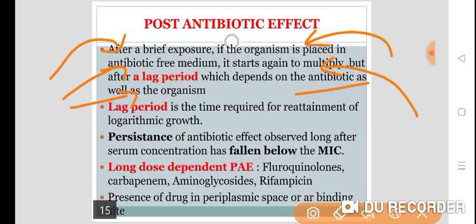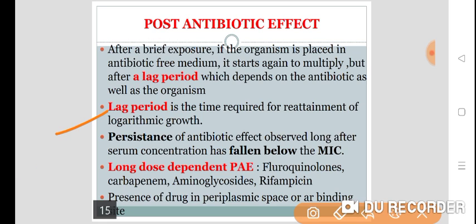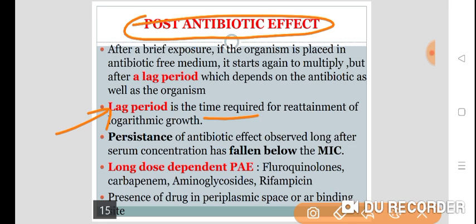Now what is meant by lag period? Lag period is the time required for the reattainment of the growth. Now what is meant by post antibiotic effect? Post antibiotic effect means persistence of the antibiotic effect observed long after the serum concentration has fallen below the MIC.